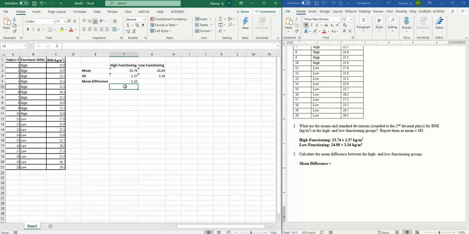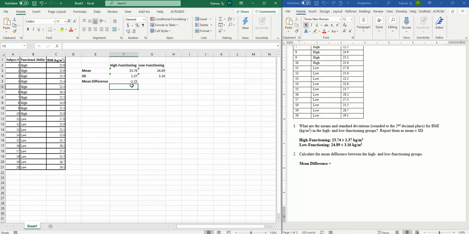Now, why is it negative in this case? Well, if you take a look, the mean BMI of group 1 is less than that of group 2. Group 2 has a higher mean BMI than group 1 does. So when we go a smaller value minus a larger value, we're going to get a negative value. When we calculate the mean difference, it's okay if we get a negative value, and it's okay if we get a positive value.